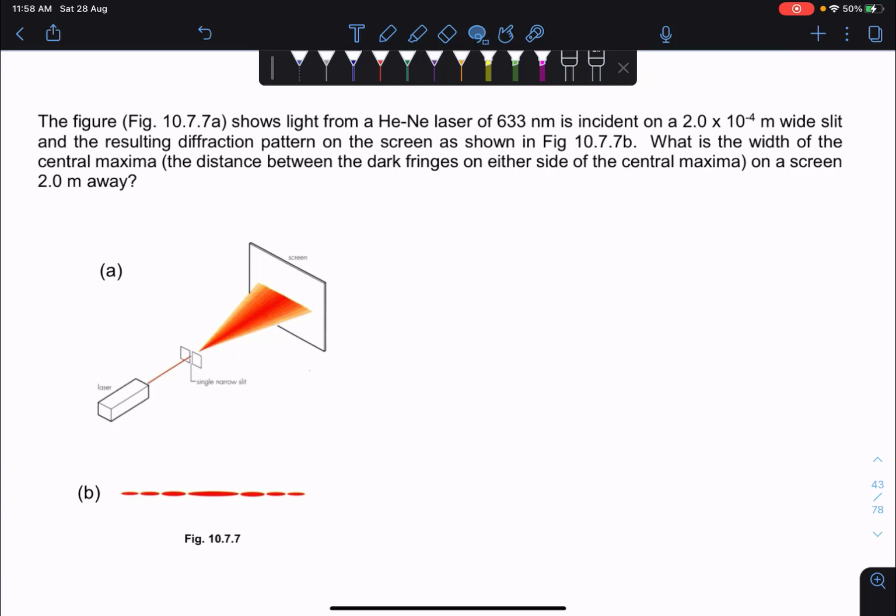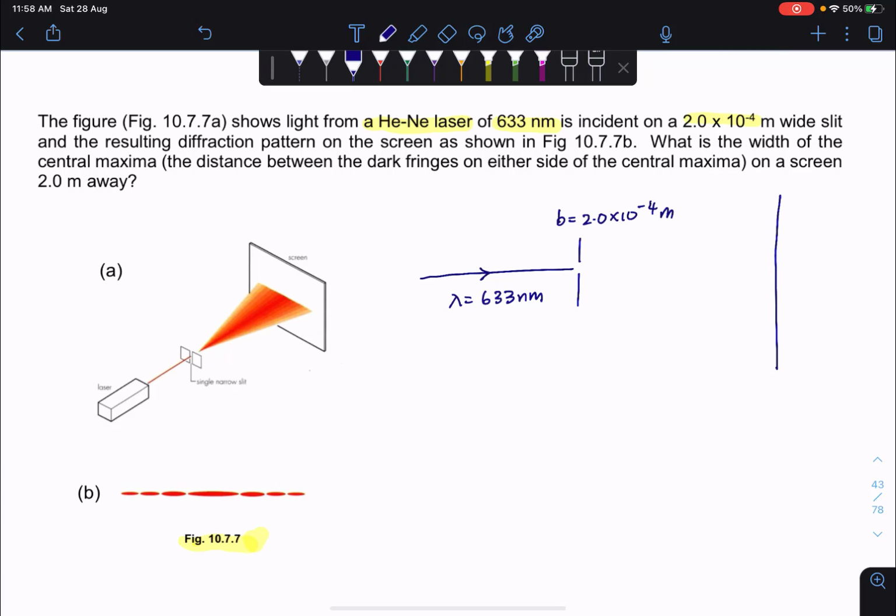So for this question, we have light from a helium neon laser and it has a 633 nanometer wavelength. So let me just draw it. From a helium neon laser, wavelength 633 nanometers, and it's incident on a single slit, and it has a slit width of 2.0 times 10 to the power minus 4 meters.